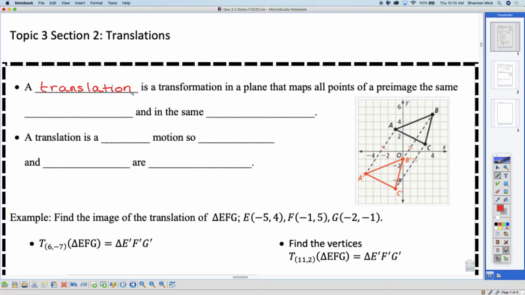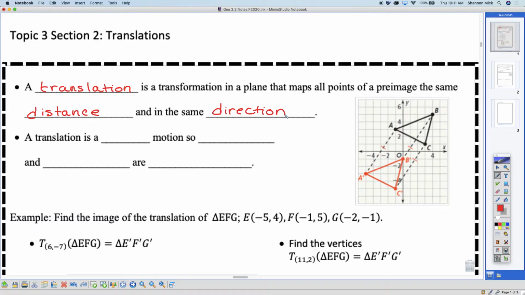A translation is a transformation in a plane that maps all points of a pre-image the same distance and the same direction. So in our picture here, you can see our pre-image is the black and it goes down. Now you could say the pre-image is the red and it would go up, yes?